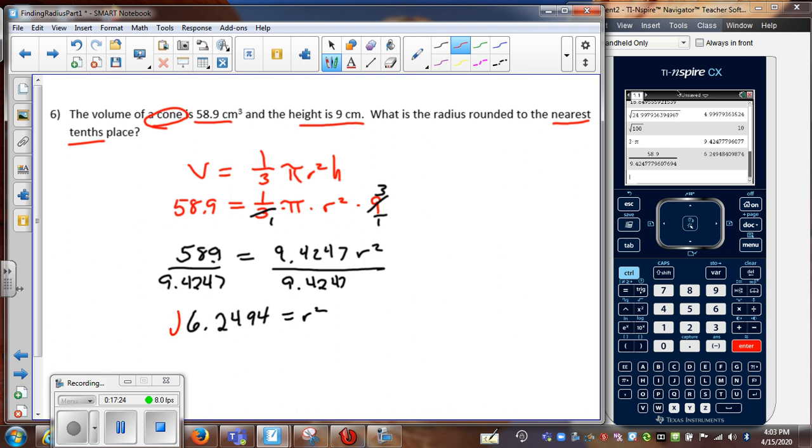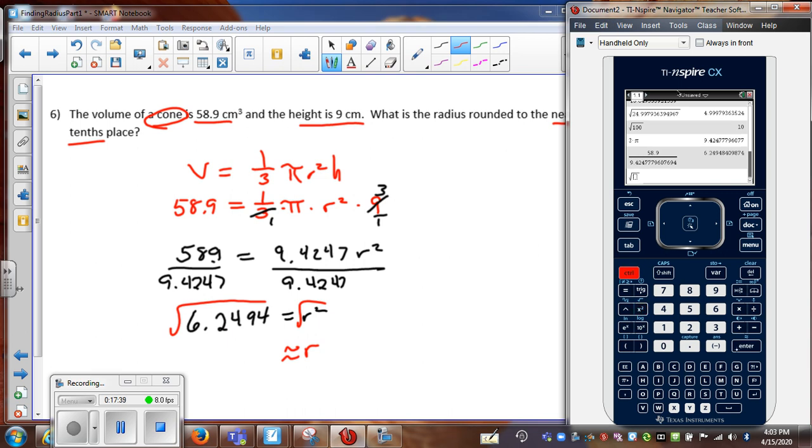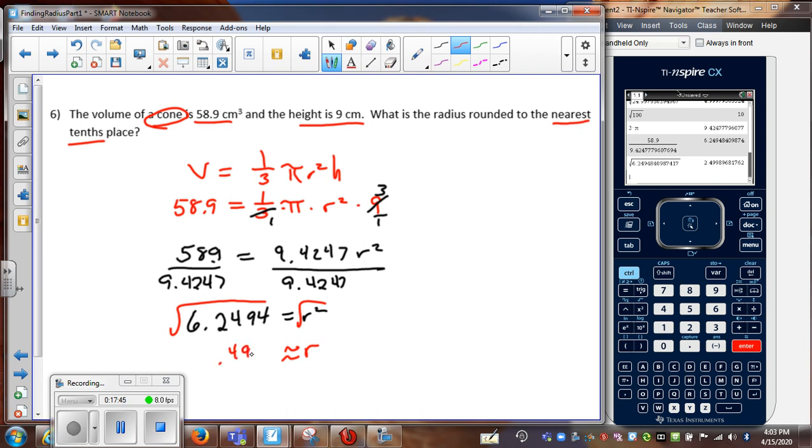Now the opposite of squaring a number is square root. So you're going to take the square root of both sides. The square will undo the square root. So r is approximately, so I'm going to do square root. Again, I'll use my answer function. And I'm getting 2.499, which means r is approximately 2. Okay, we're going to round the 4. Whoops. And that's going to give me 2.5. And this would be centimeters.